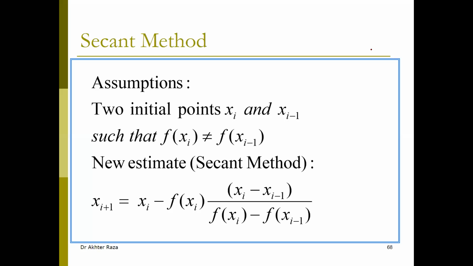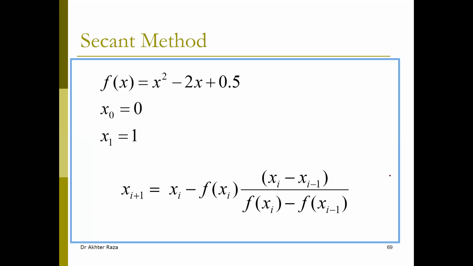Now these are the 2 different values of y. The new estimate is to be computed by this formula: xi plus 1 equals xi minus f of xi, multiplied by the difference of the 2 x coordinates of the 2 previous guesses, divided by the difference between the 2 y coordinates of the two initial guesses. So this slide contains the entire formula and assumption.